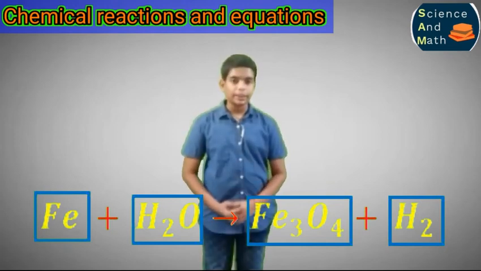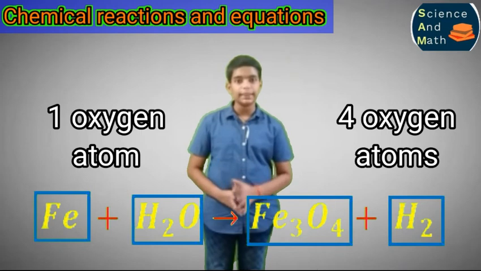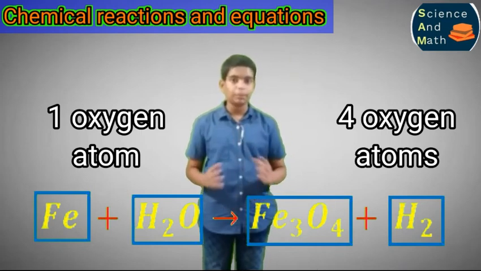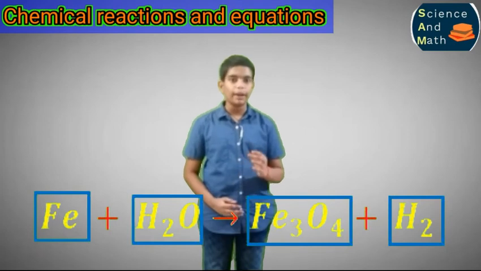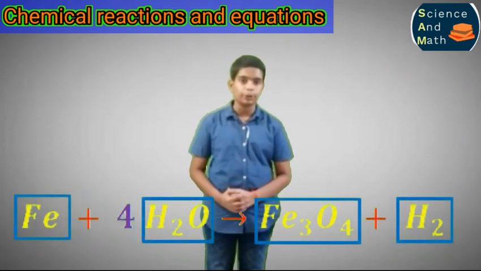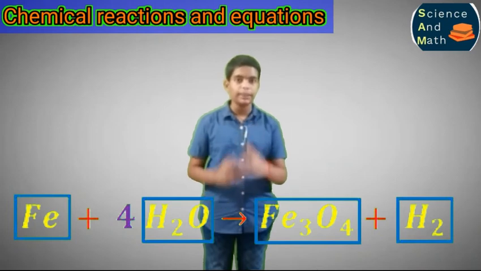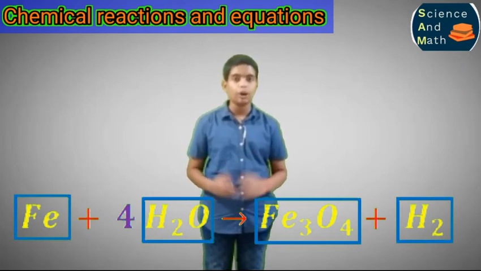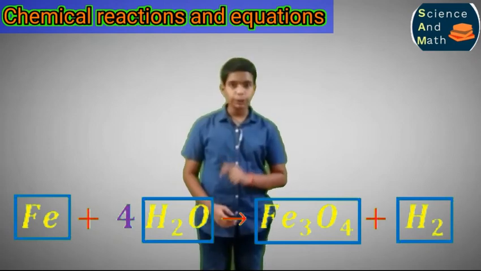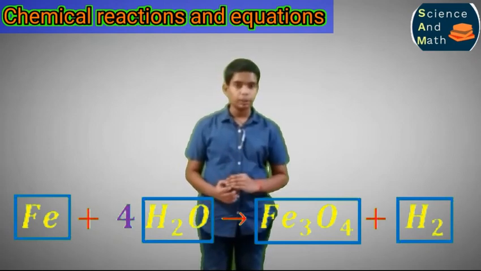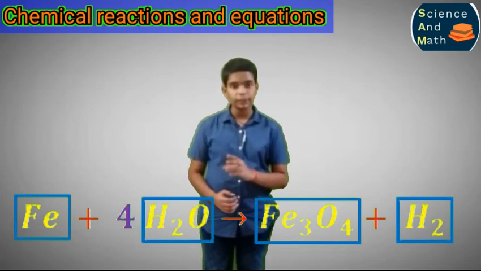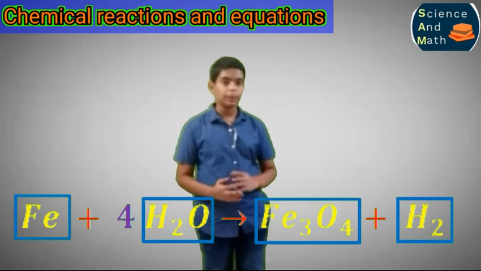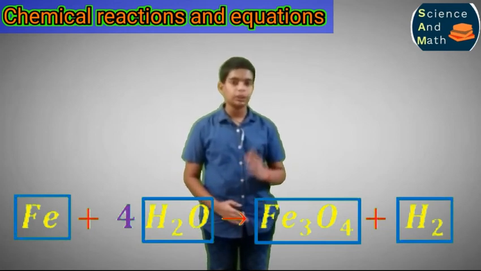The number of oxygen atoms in the RHS side is 4. But the number of oxygen atoms in the LHS side is just 1. So to equalize the number of atoms of oxygen, we will have to add the coefficient 4 for the water molecule, such that the one oxygen atom gets multiplied by 4, or 1 into 4 is equal to 4. Hence, now the oxygen atoms in the reactants is 4. Hence, the oxygen atoms has been balanced. The coefficient 4 is not only applied to oxygen, but it is affecting the hydrogen as well. Hence, the H2 is multiplied by 4, giving rise to 8 hydrogen atoms.